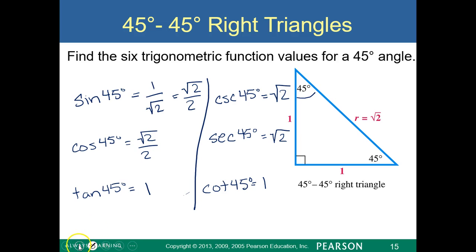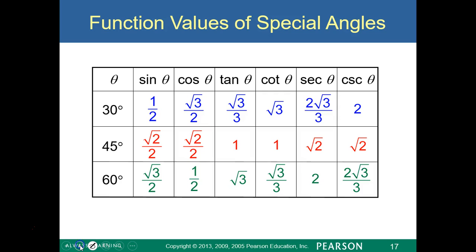So let's look at this next slide. Right here. So here are all of your function values of special angles, 30, 45, and 60. And let's not forget about the quadrantal angles, the 90, 180, 270, and 360, and also 0. All of these special angles and quadrantal angles we have looked at, I will have on a table very similar to this for you to use on quizzes and tests. You just have to be able to utilize it. That's all I want you to do.